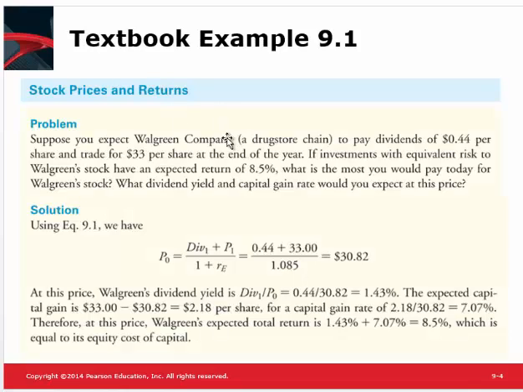So if we look at the stock, here's Walgreens. They're going to pay a 44-cent dividend. They're going to trade for $33 at the end of the year. That's what we expect to happen. Investments with equivalent risk get an expected return of about 8.5%. What would be the rate of return on this stock? Well, plugging into our formula, we have a price of around $30.82.